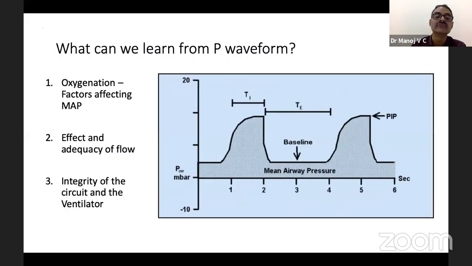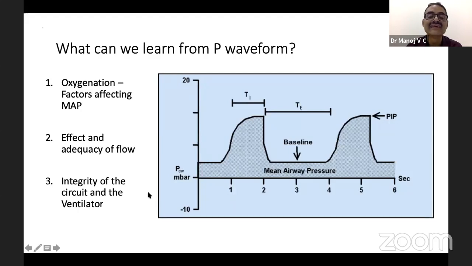So what can we learn from this? Pressure waveform is the least useful waveform, I should say, even though we study it first. Probably it is the most useful waveform for the biomedical technician, because it is going to tell you the integrity of the circuit and the ventilator. So when you have a problem with the ventilator, the biomedical technician comes and he just looks at the pressure waveform. If the pressure waveform is okay, then he knows that he has not much work to do. If not, you have work to do. The problem is from the ventilator till the patient, something may be wrong. So it tells you the integrity of the circuit and the ventilator.